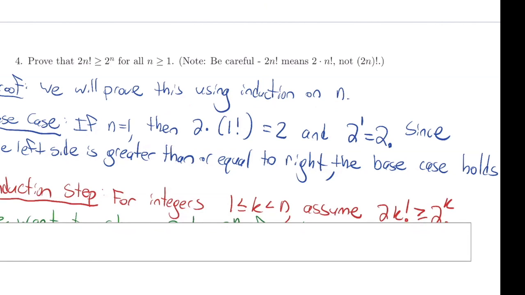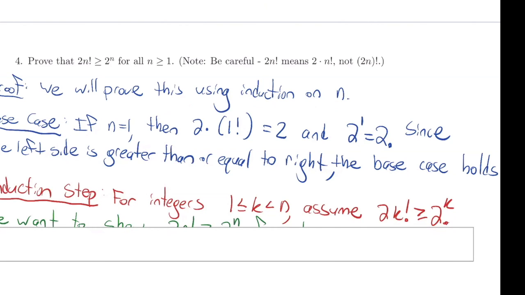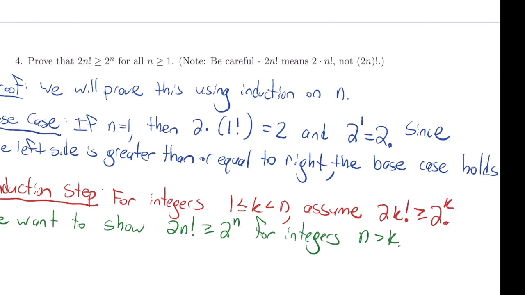Okay, and then we've got our induction hypothesis below. We're going to assume that for integers bigger than or equal to 1, less than some integer n, this works for 2k factorial greater than or equal to 2^k. And then we want to show that this is going to work for n larger than k.